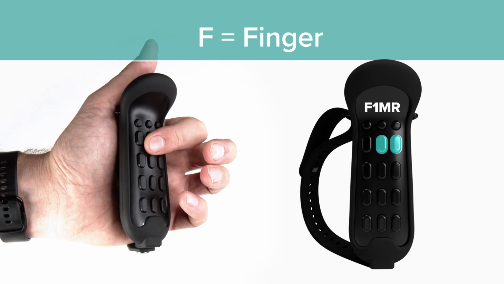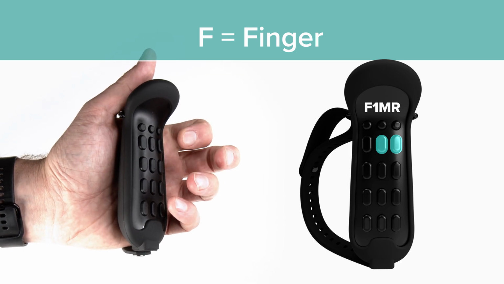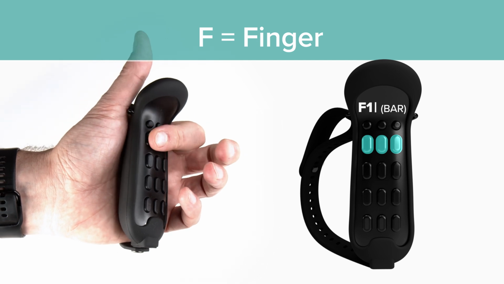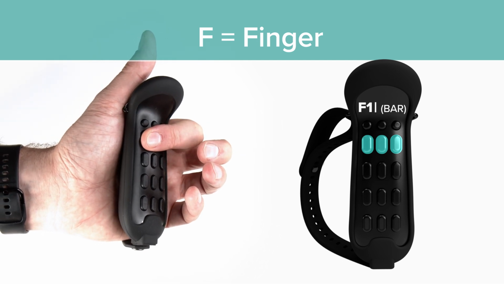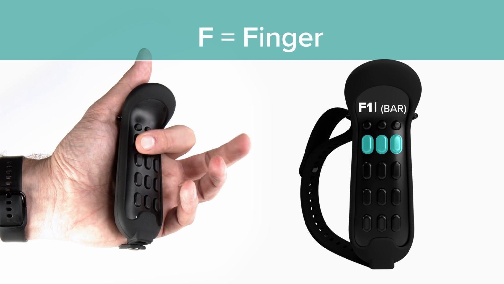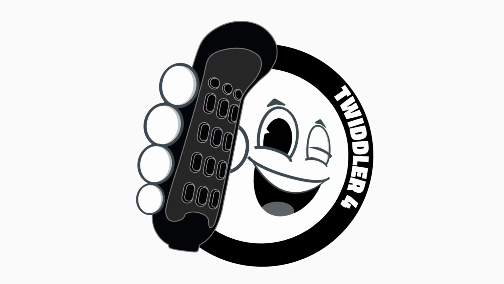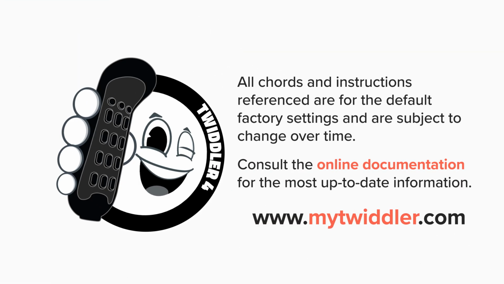Want to make a chord using two buttons on the same row? That's F1MR. How about a chord using the full row? These are bar chords, and they're notated as F1 bar. With over 1 million chords to choose from, it's easy to make typing fast and comfortable.